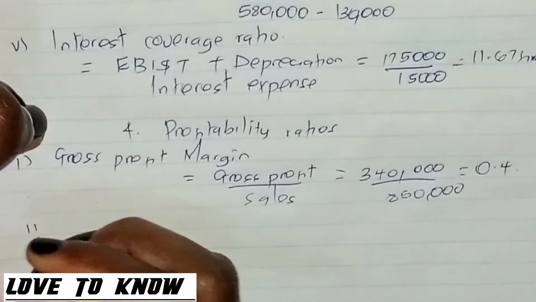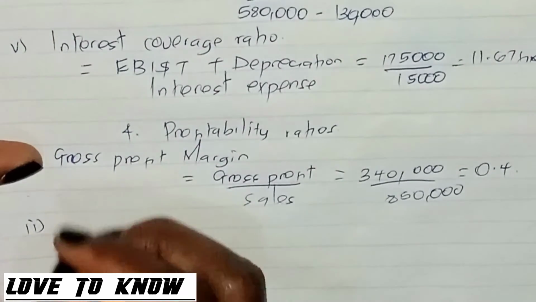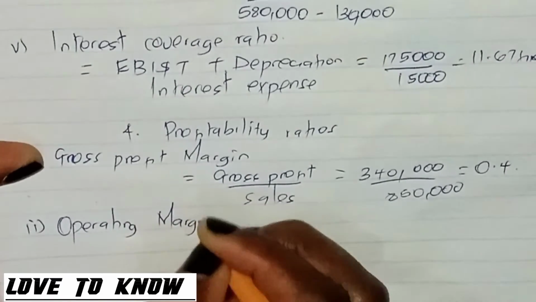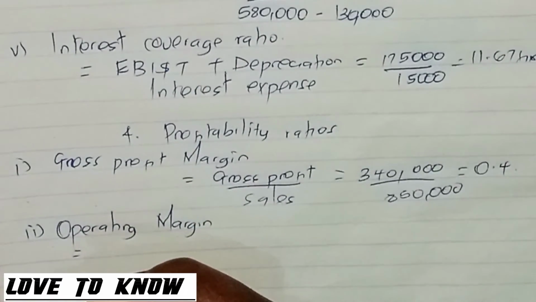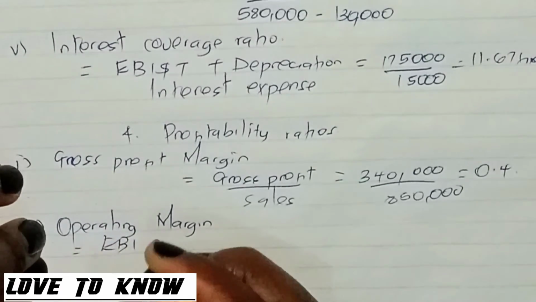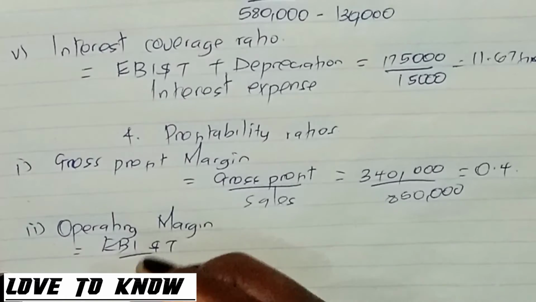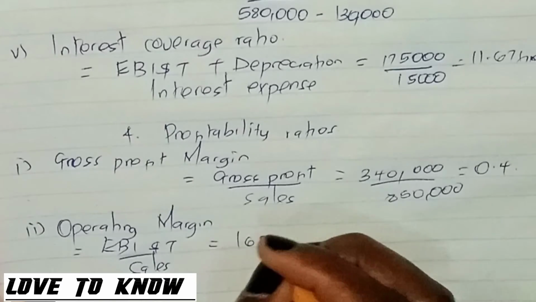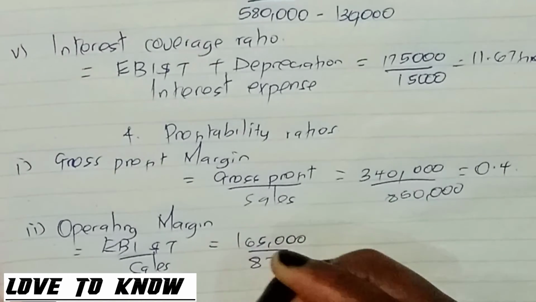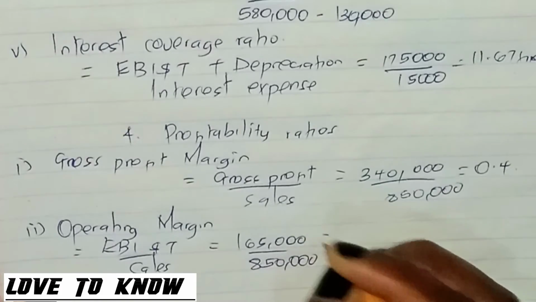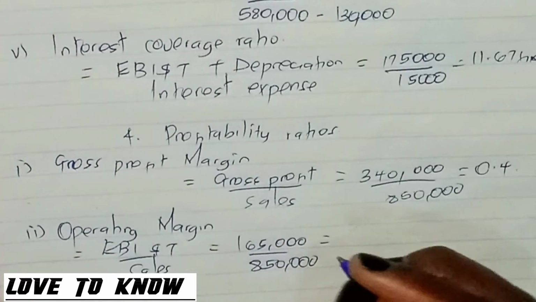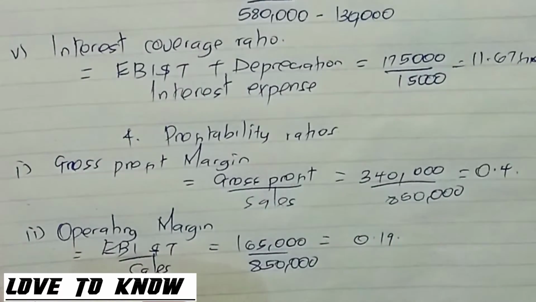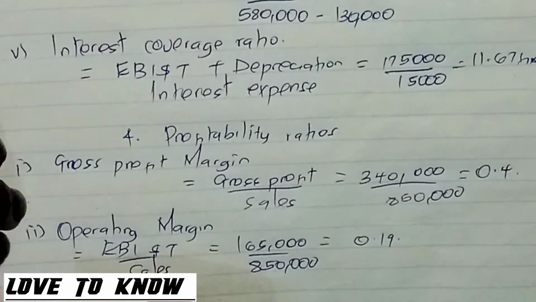The next type of profitability ratio is the operating margin. This is calculated by dividing the earnings before interest and tax with the sales. And this will be 165,000 from the question divided by 850,000. This gives a ratio of 0.19.